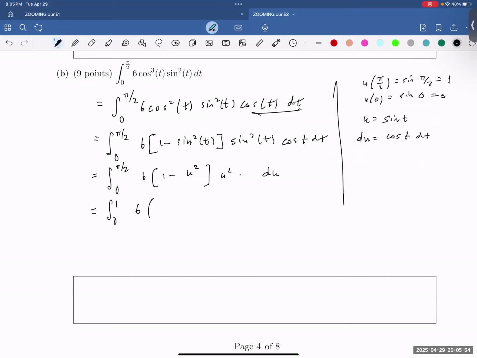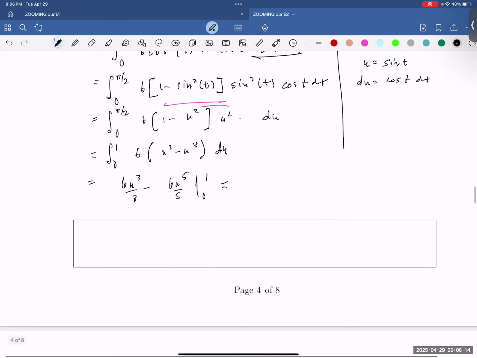We have 6 times u squared minus u to the 4, that's taking u squared and distributing it, and then du. So it's 6u cubed over 3 minus 6u to the 5 over 5 from 0 to 1. When we evaluate at 0, it's 0. So at 1 it's 6 over 3 minus 6 over 5. What is that? That's 2 minus 1 and a fifth.